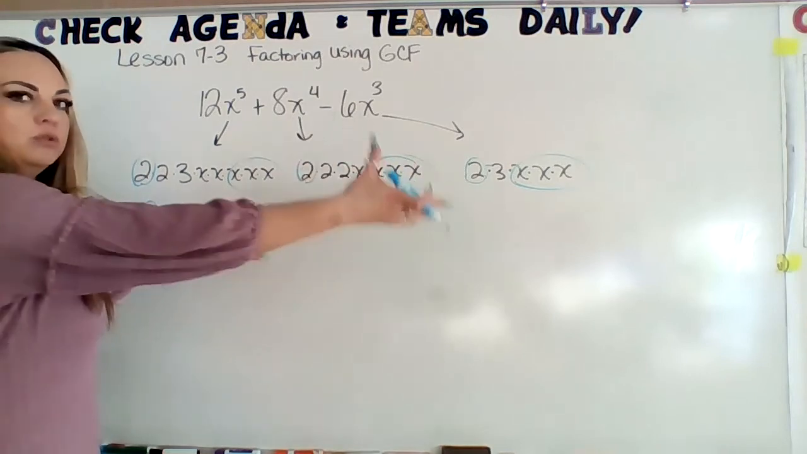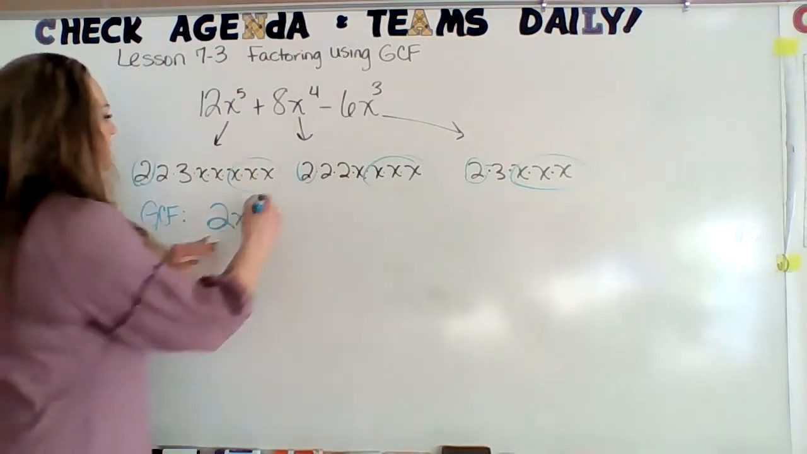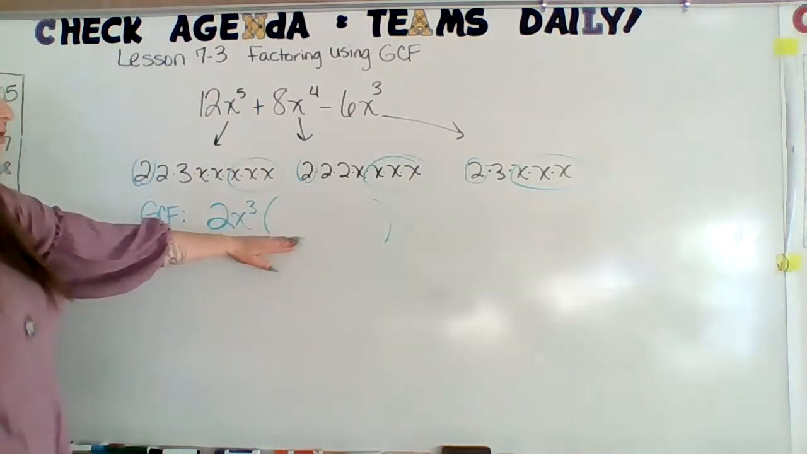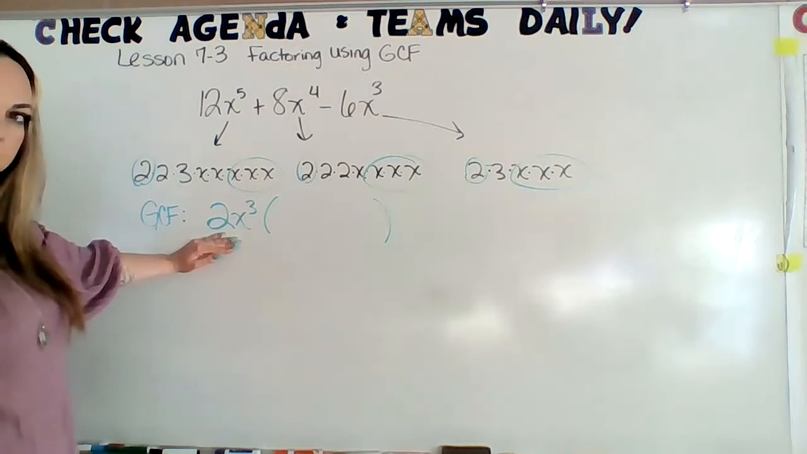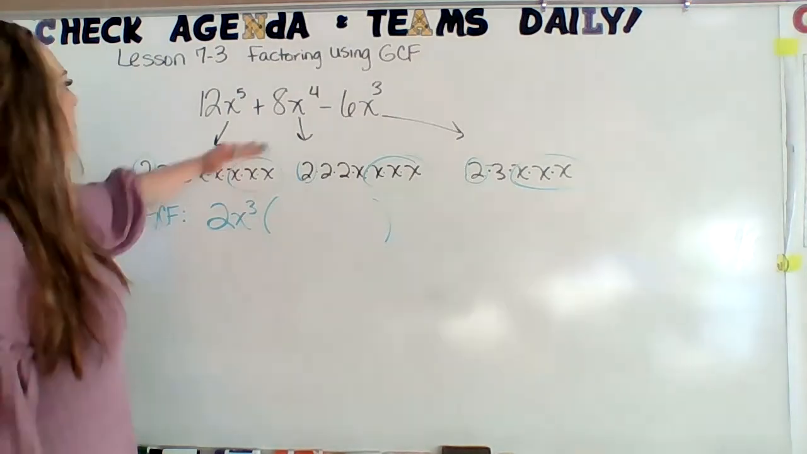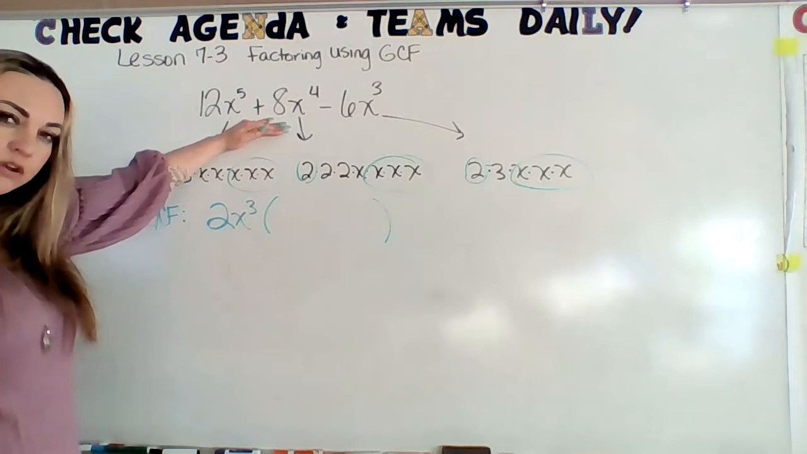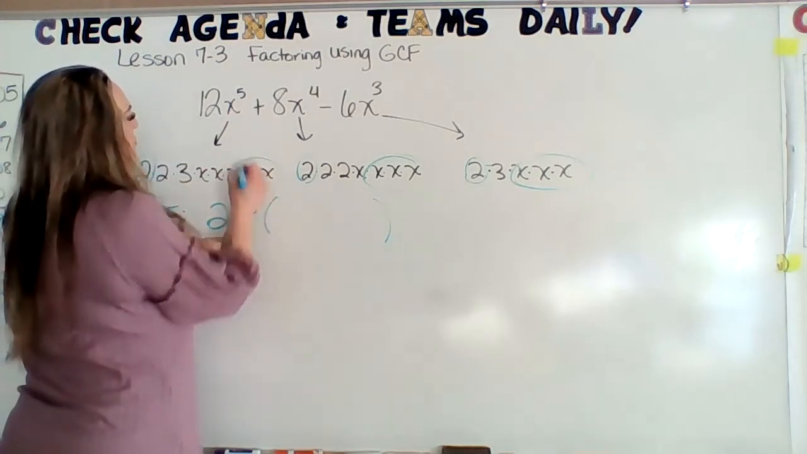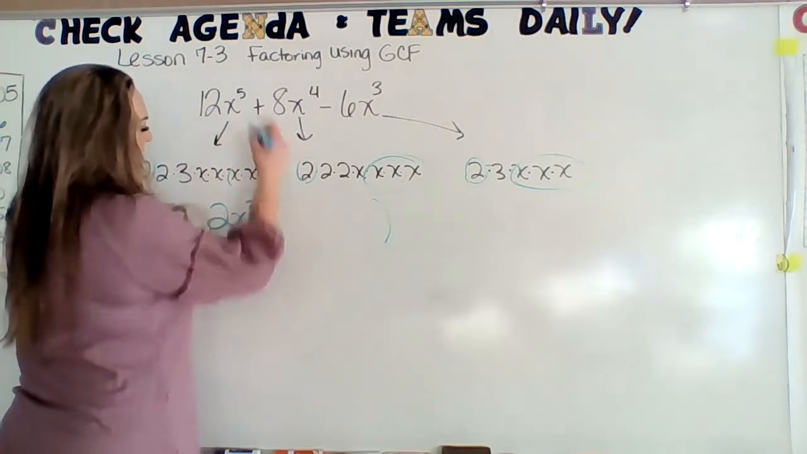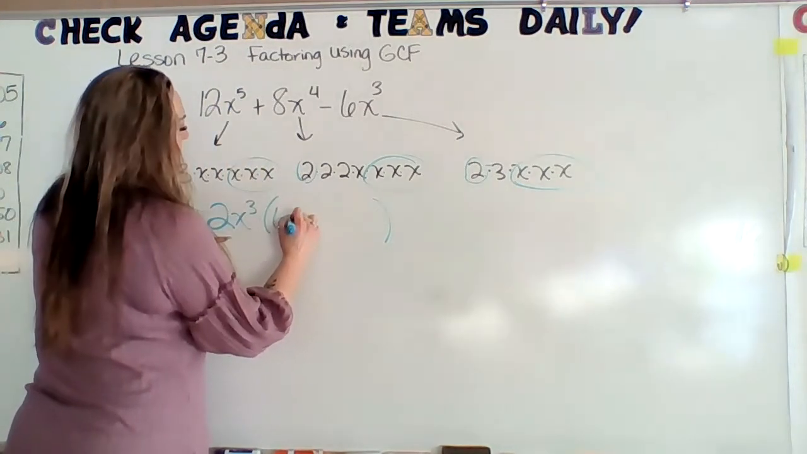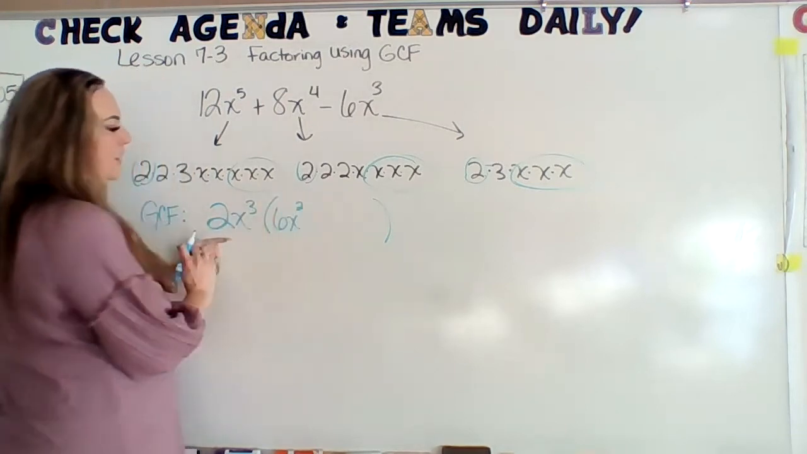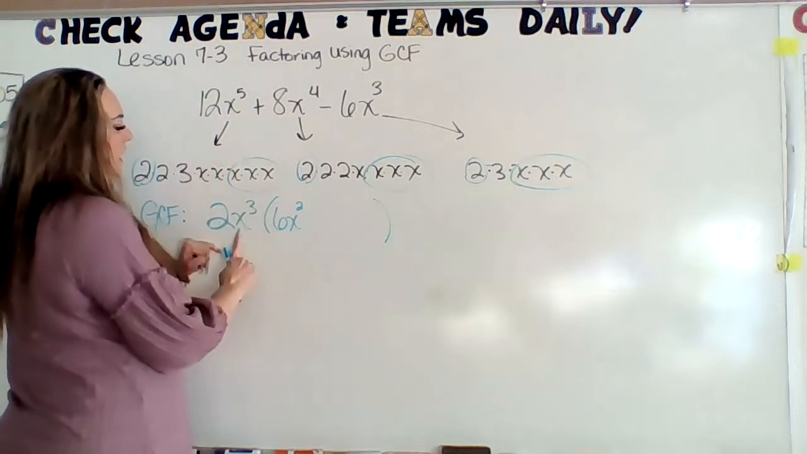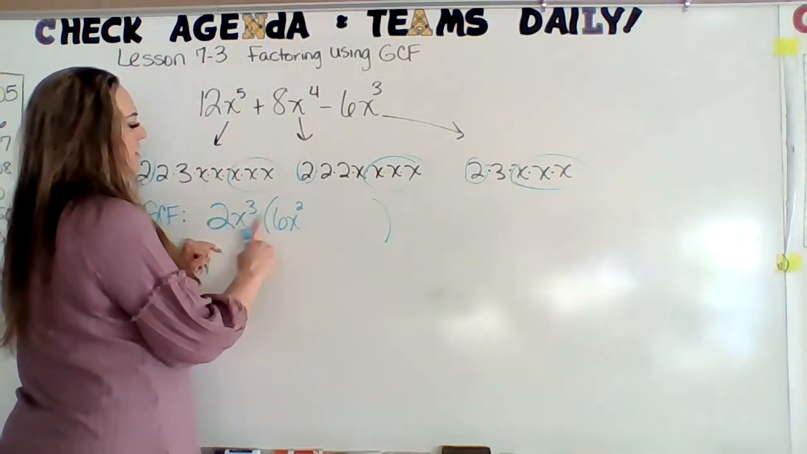Now we have pulled those pieces out. So now we're going to look at what we need to multiply the 2x cubed by to get back to our original polynomial. We're just going to start at the beginning. 2x cubed times, I need 12x to the 5th, so that would be 6x squared. Now let's check this. 2 times 6 is 12, and x cubed times x squared gives us x to the 5th.